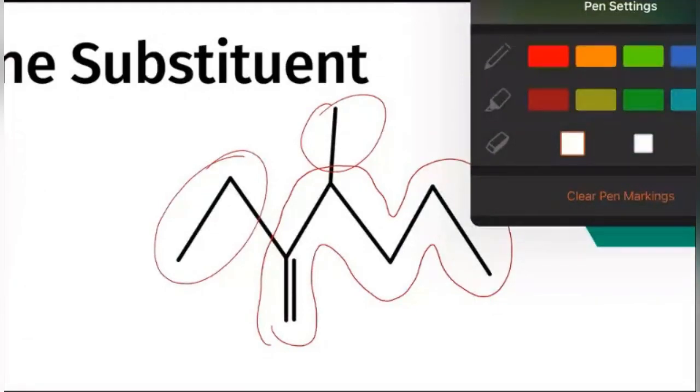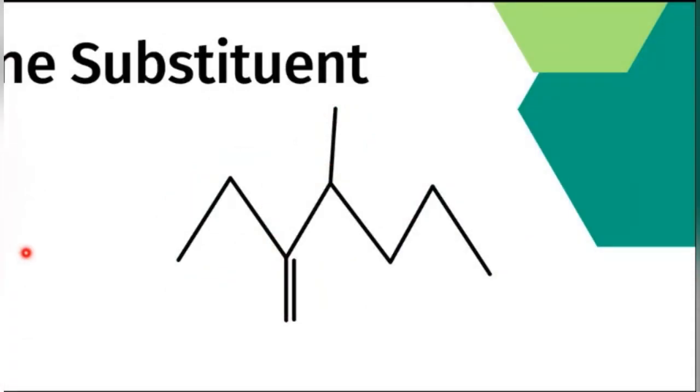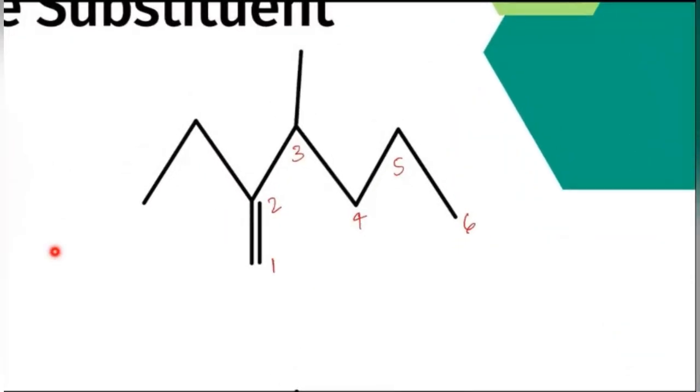Okay, so after identifying the longest chain, you number it. So starting here, because it's near to the double bond, 1, 2, 3, 4, 5, 6. So that's our longest chain with 6 carbons. What's the name of this? It is hexene. We number it 1, 2, 3, 4, 5, 6. The name is hexene. Then the location of the double bond is at carbon 1. Okay.